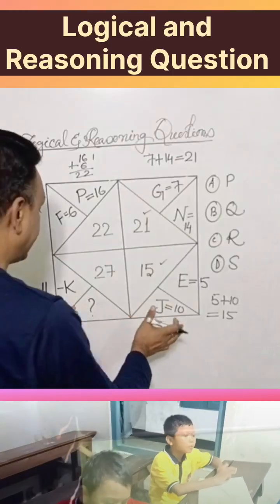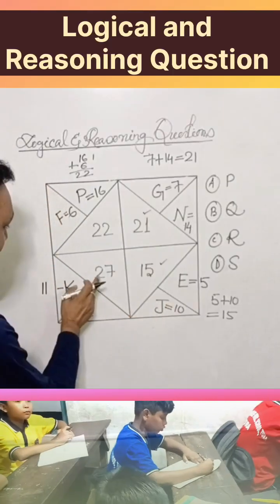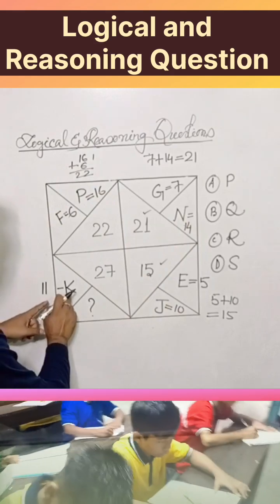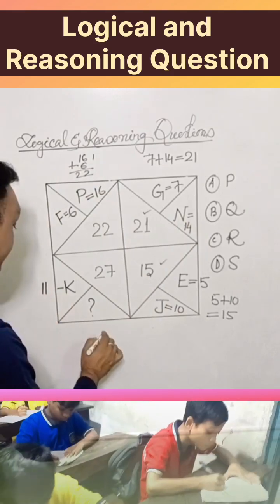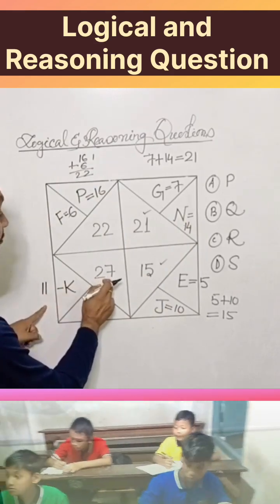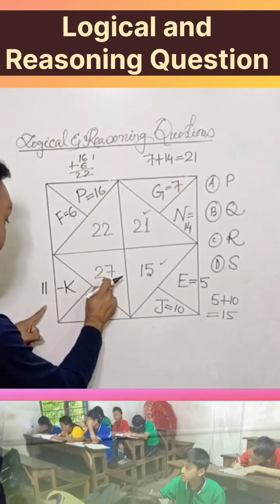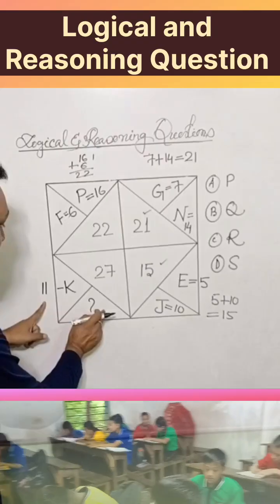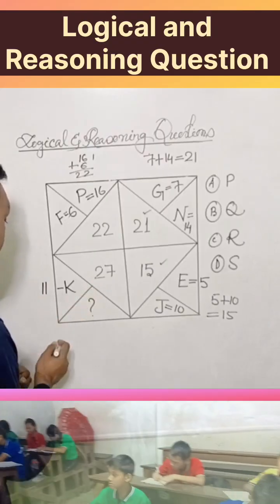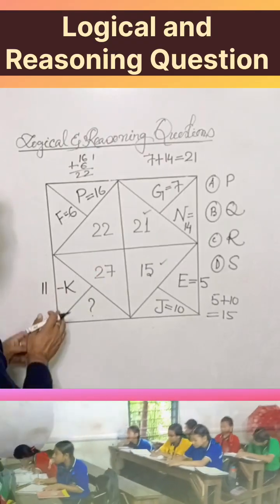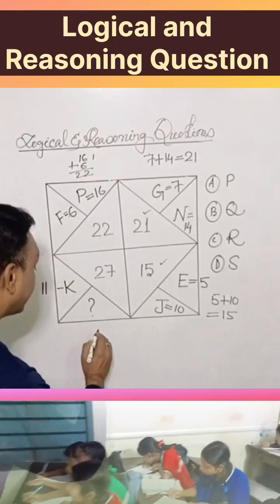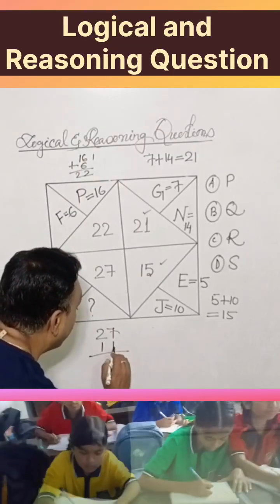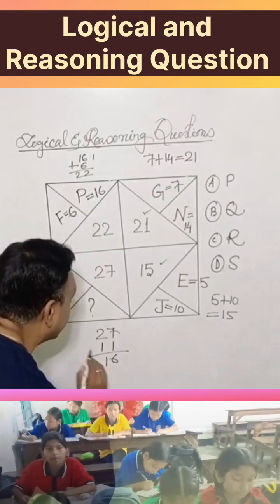So by applying this trick, we find these numbers. The middle number is the summation, and we have to find the missing alphabet. I know that the alphabet number of K is 11, so if we subtract 11 from 27, then we get this number. 27 minus 11: 7 minus 1 is 6, 2 minus 1 is 1, so 16.